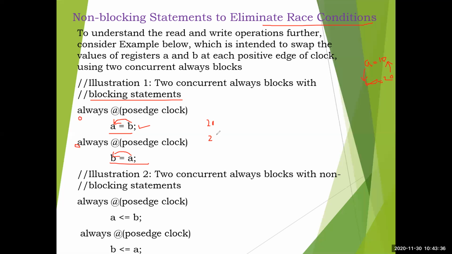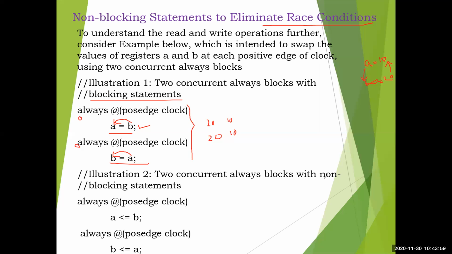So swapping will not happen here. And again, both are at time 0, so which one will execute first we don't know. We cannot predict here. It can have the value 10 10 or it can have the value 20 20. This may execute first, and this value only will be there here. Don't know what will happen. So that's why it is called a race condition. Who is going to execute first is not known.